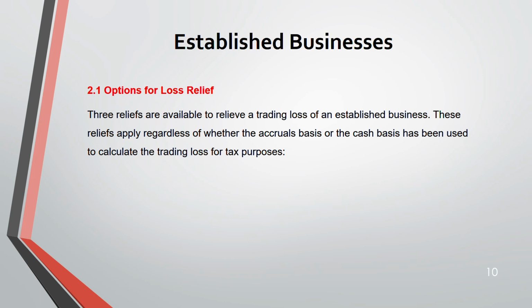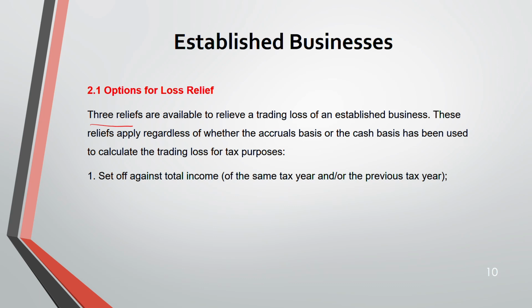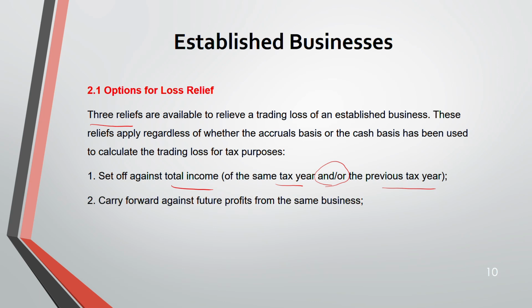So now, how many reliefs are there? There are 3 reliefs. You have to know all these 3 reliefs. Whether you use accrual basis or cash basis, this relief is there for both. So now, first relief, you are setting your trading loss against your total income. Remember, total income is not only trading income. It includes your other income also, either in the same tax year or in the previous tax year. See, and/or. Why? This and this both, or this, one of them. That's why and/or.